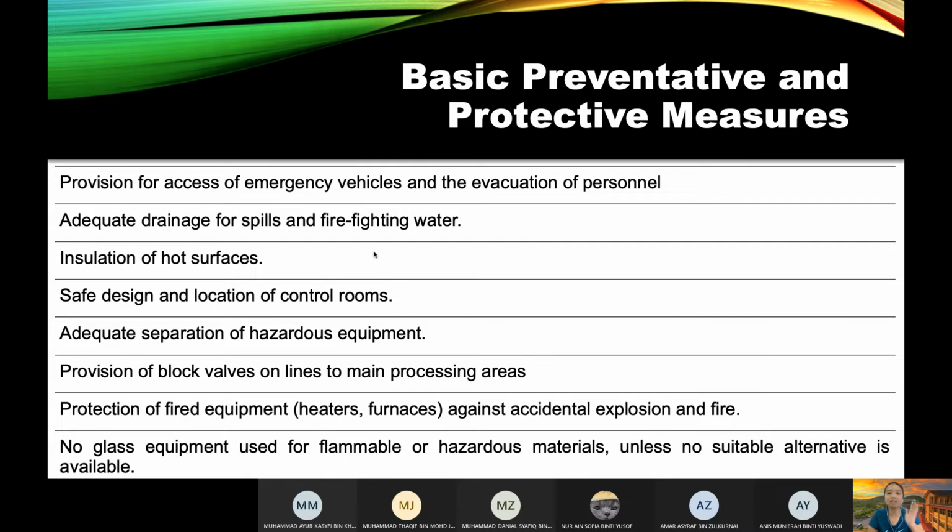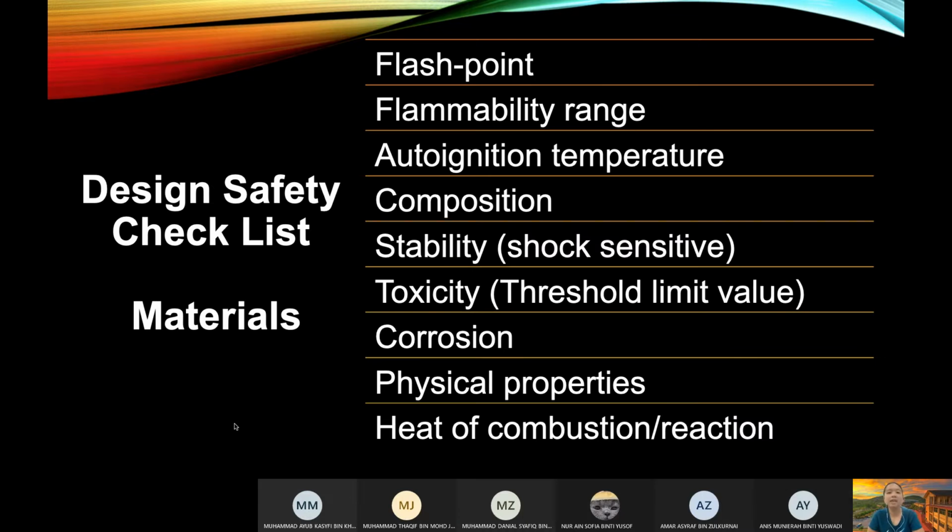Okay. Next, this is more examples of the preventive and protective measures. Okay, provision of emergency vehicles, adequate drainage, insulation of hot surfaces. So katakan kamu ada boiler ataupun kamu ada reactor dengan high temperature, you can consider discussing insulation. Kamu nak insulate kamu punya hot surface, safe design, location of safe control room as I explained yesterday. Position, location, control room pun penting. Separation of hazardous equipment, block valve, fire protection of fire equipment, then no glass equipment used for flammable or hazardous material.